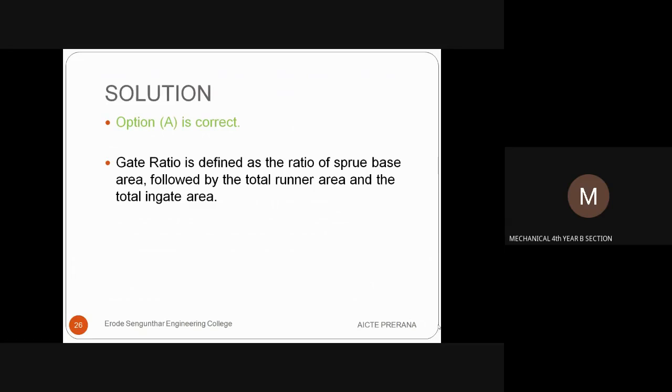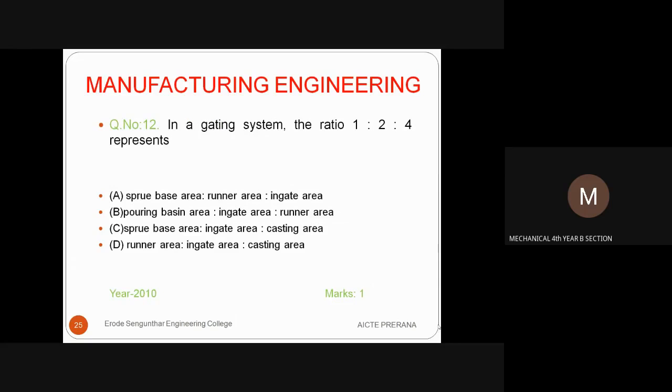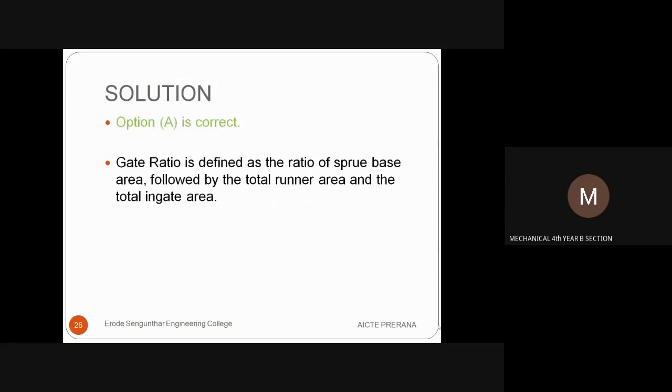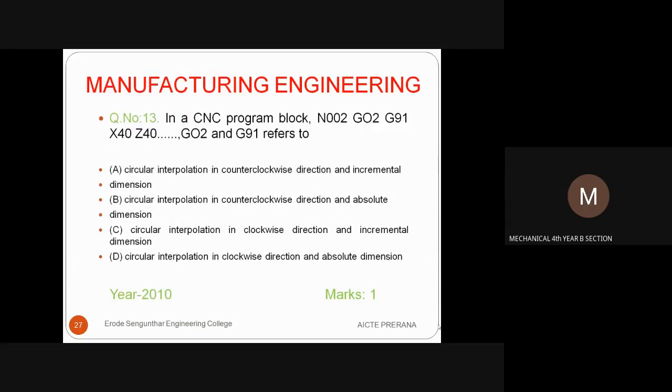Let us see the answer first. So option A is the right answer. Gate ratio is defined as the ratio of sprue base area followed by the total runner area and then the in-gate area. Okay, this is the right answer. Please make a note of it. Then we will move on to the 13th question.